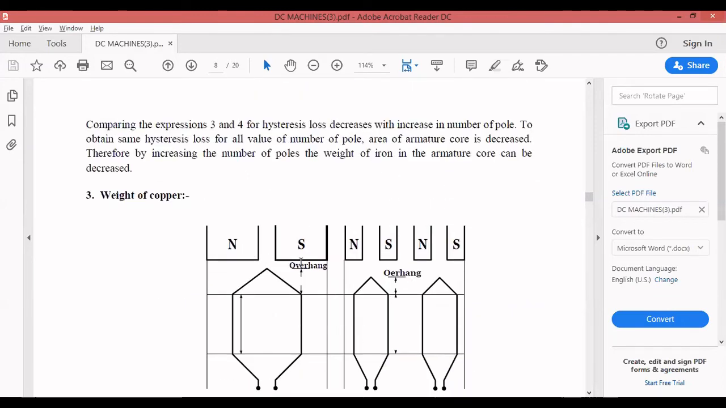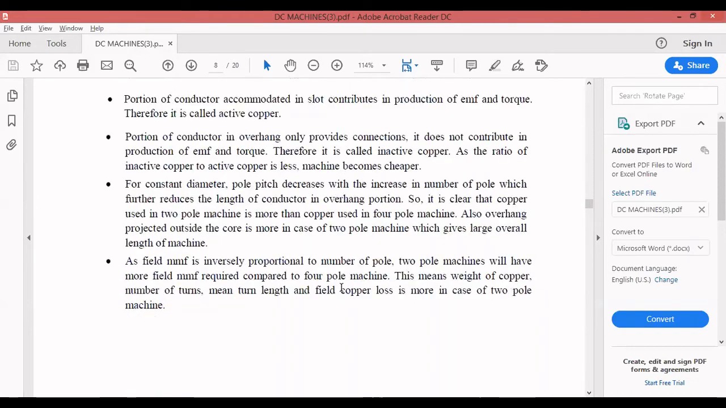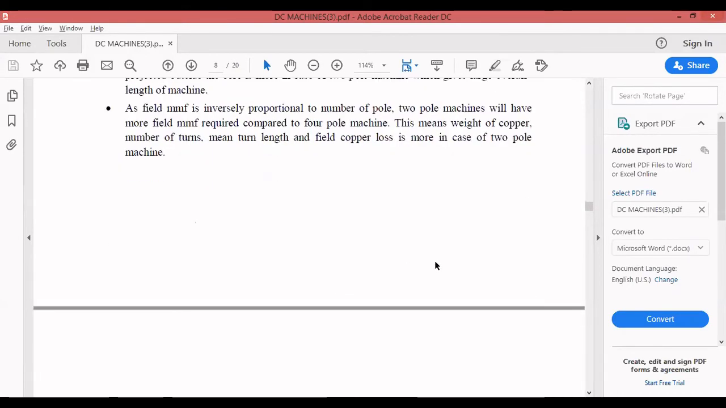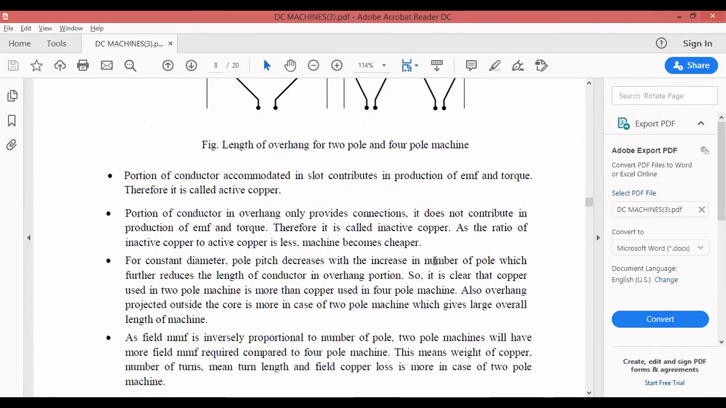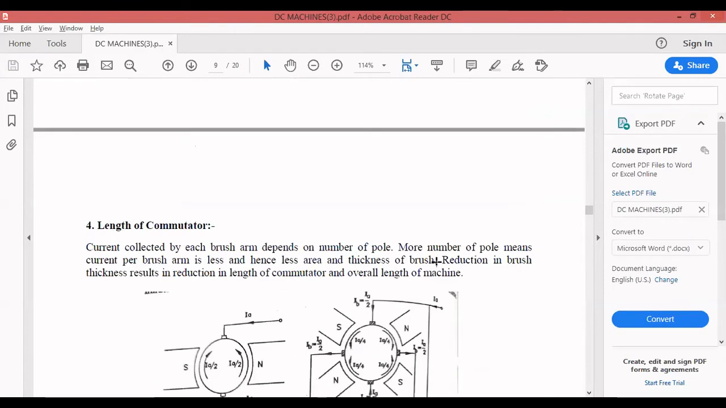And with respect to the weight of the copper, it will be less as the number of poles increases. The weight of the copper in a four pole machine will be less compared to the two pole machine. Weight of the copper means the copper used for winding on the armature slots, and also the winding on the magnetic poles. So finally, if you go for more number of poles, the amount of copper required will be less compared to the two-pole machine. That is regarding weight of the copper.